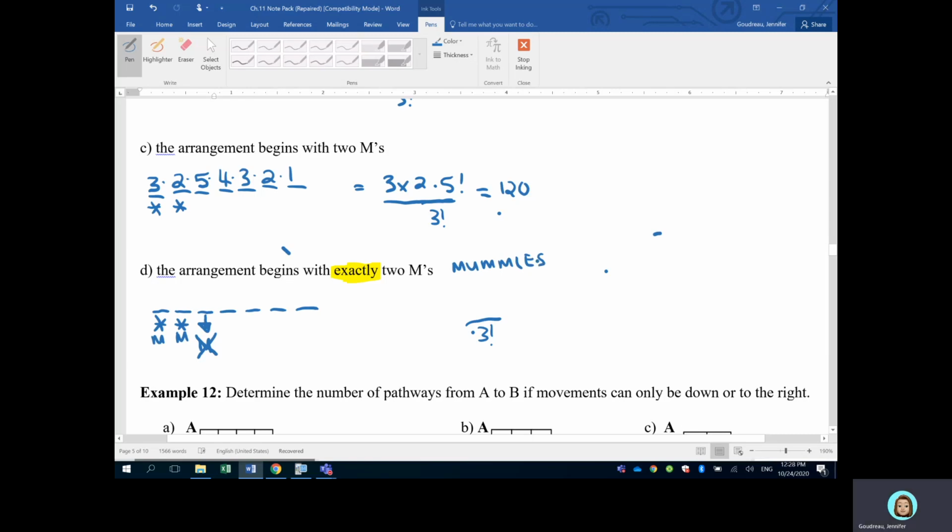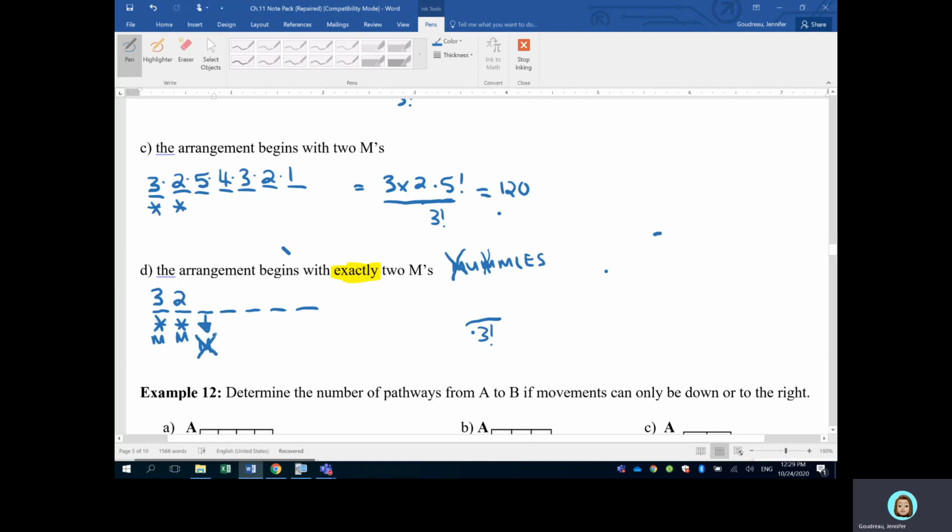So the first choice, we have 3 choices. It has to be an M. We've got 3 M's to choose from. So I'm going to cross out the first M because I put 1 down. Now I've got 2 M's left to choose from. So I've got 2 choices there, and I'm going to cross that out.